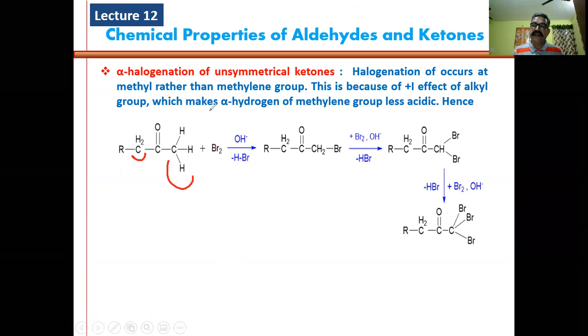In this, the base is attacking an acidic hydrogen, so the base will prefer that hydrogen which is more acidic. On this side we have an alkyl group, which is electron releasing, so this methylene part is less acidic. These hydrogens are less acidic than methyl, and therefore halogenation will occur on the methyl side.